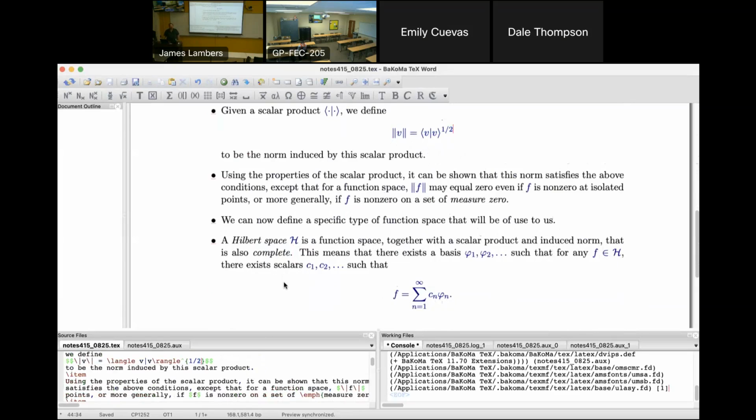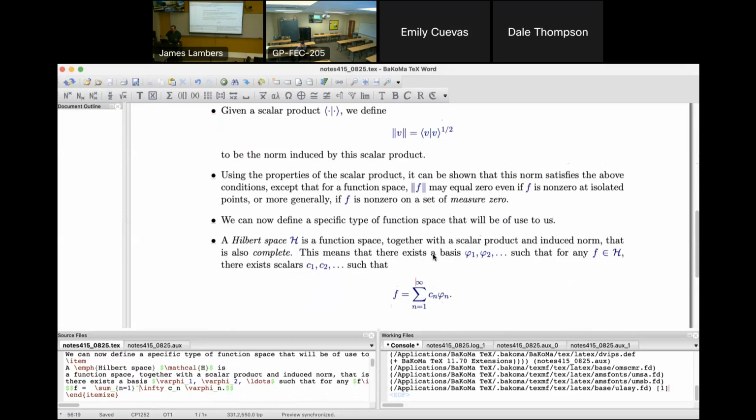So not all function spaces are Hilbert spaces. There's really a hierarchy. Like you can have function spaces, you can have normed spaces, and then this falls within, this is a proper subcategory of that. So another way of putting it is that the space has a basis, and the span of that basis, instead of all possible linear combinations of these basis functions, is the entire space. There's nothing left out.